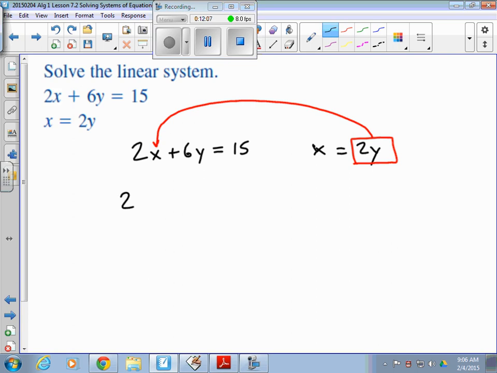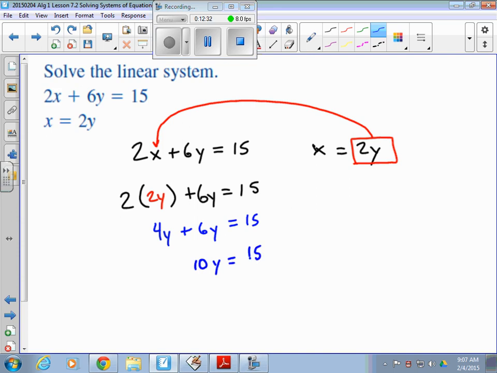So what you have is 2 times our new value for x plus 6y equals 15. And our new value for x is 2y. That's the substitution part. So just simplify that. 2 times 2y is 4y plus 6y is equal to 15. When you add 4y and 6y together, you get 10y equals 15. And in order to get y isolated, or to get it by itself, you would divide by 10.